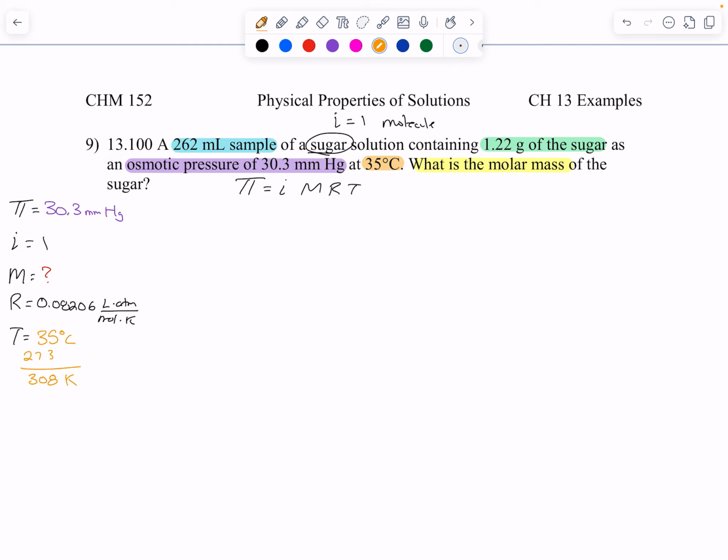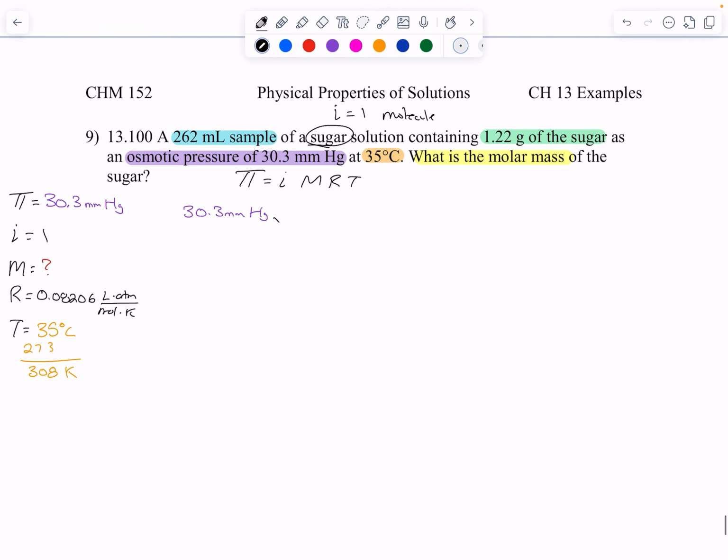And so now we need to do osmotic pressure. So we have 30.3 millimeters of mercury. And we know that 760 millimeters of mercury is 1 atmosphere. So 30.3 divided by 760, I get 0.03986842105 atmospheres. Now, I have 3 sig figs, so that's 0.0399 atm.